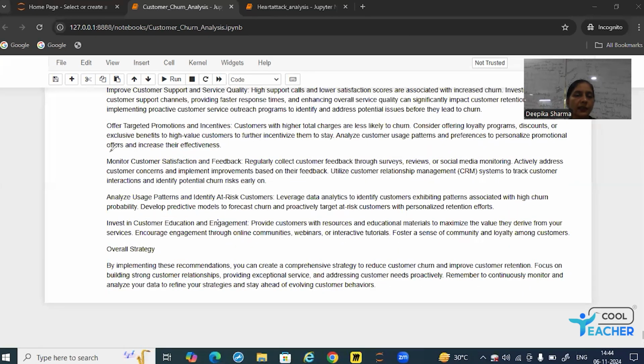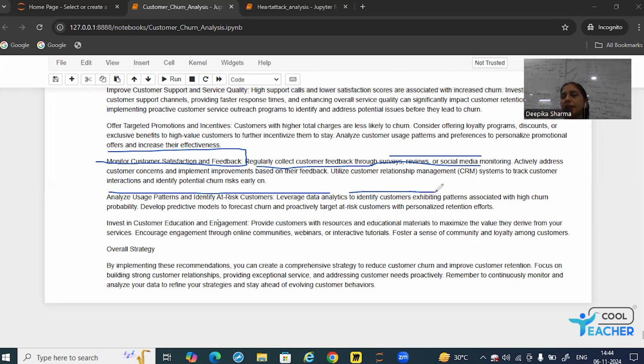So here we are monitoring the customer satisfaction and the feedback regularly. That is highly required. You can do surveys, and social media monitoring also one can keep on doing, and ask for customer feedback so that we can find out any problem which is existing for the customer here. We can analyze the usage patterns and identify at-risk customers also. So we can leverage data analytics to identify the customers who exhibit patterns associated with a high churn probability. It means we can think about why the customer is moving away from the platform.